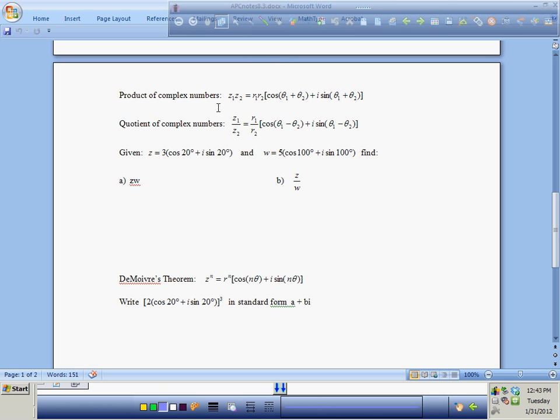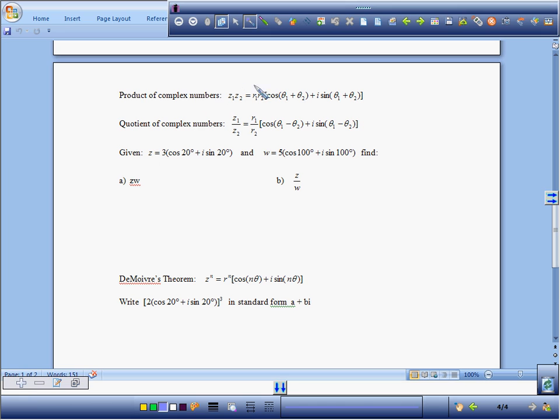So anyway, all you do is you plug into these formulas. So to find z times w, here you have 2 different complex numbers and you want to multiply them together. So you just use this formula. This is R1 and this is R2. So z times w is just 3 times 5, that's what goes in there. 3 times 5, cosine of 20, you add the angles. So if it's multiplication, you add these 2 angles together.